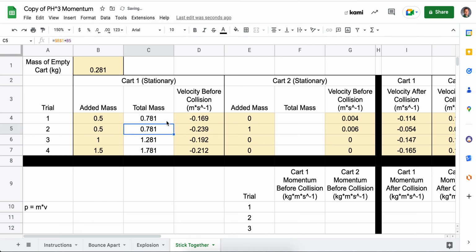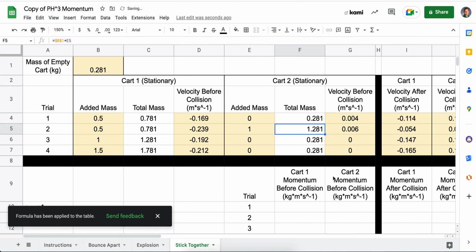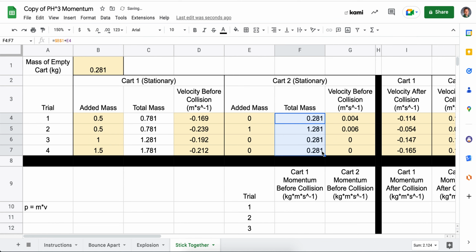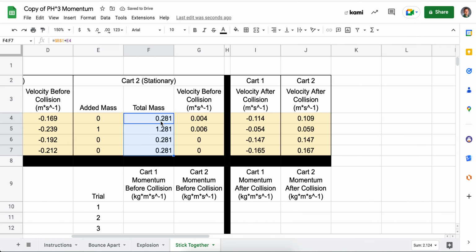So this autofills, which is nice, but what I could do is click on this, grab this little thing here and drag it down. And so then I get B1 plus B5, B1 plus B6, B1 plus B7. We're going to do the same thing over here for cart 2, where I'm going to put equals B1 plus E4. It's going to autofill for me, and I'll allow it to do that. Again, another way you can do it is to click on the cell, move my cursor so I get that little crosshair, and then drag that down. So that's my total masses.